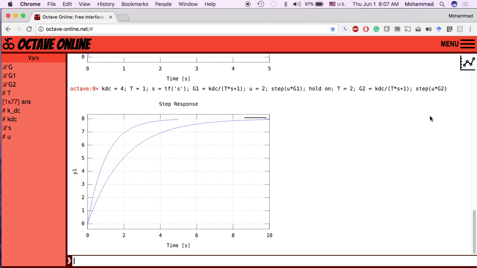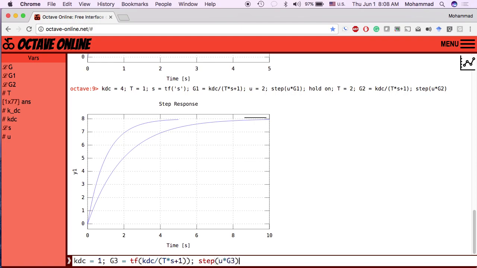Thank you. So the other thing you can, for example, do is you can change KDC. If KDC instead of 4 was 1, and t remains the last value which we defined, which is 2, then you can define a third system as transfer function of KDC divided by t times s plus 1. And then look at step of u times g3.